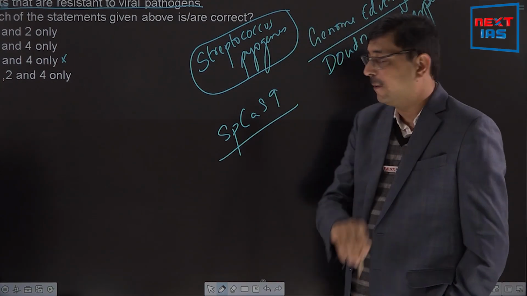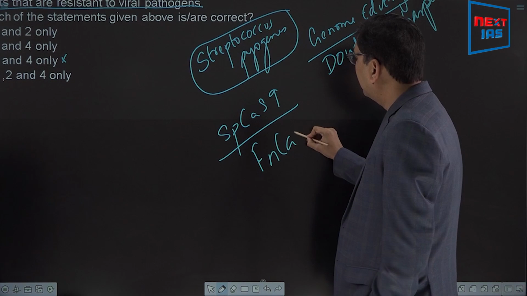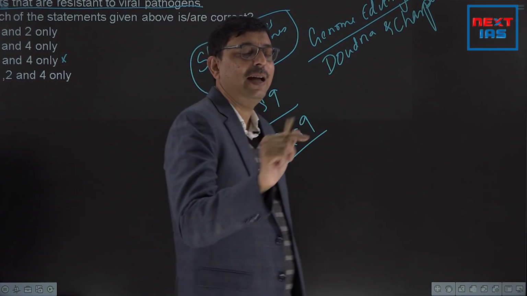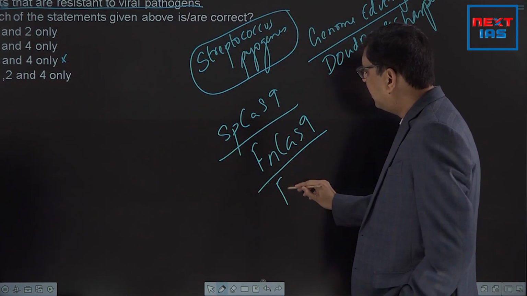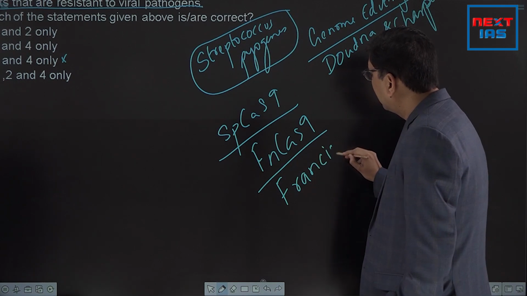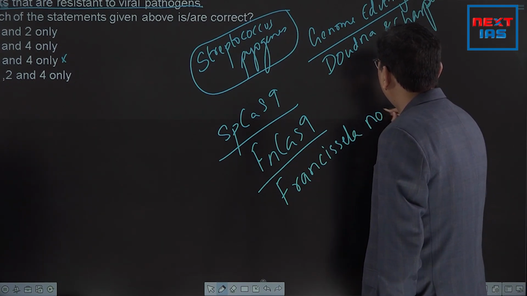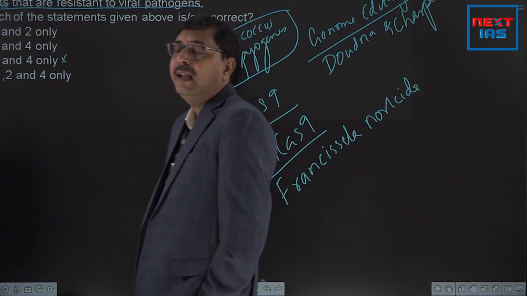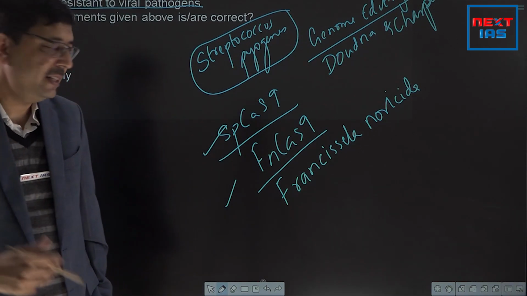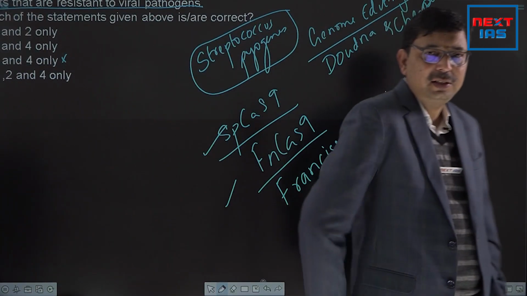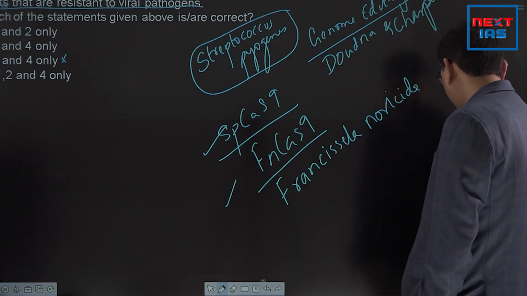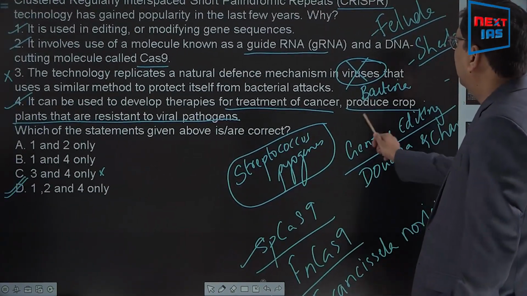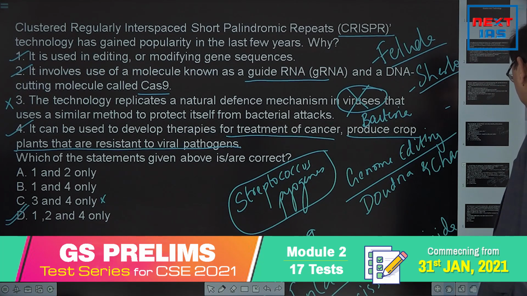In India, in Feluda, we have used FN-Cas9. Okay, FN-Cas9. FN is the short form of a bacteria, Francisella novicida. Compared to SP-Cas9, FN-Cas9 has better accuracy. So this is a bit of additional information I wanted to give you. So the answer for the CRISPR question is D, 1, 2 and 4. Fine.